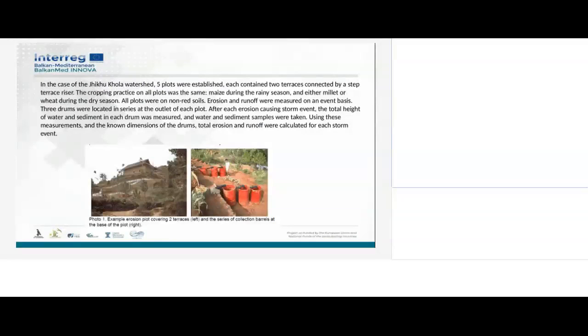And this is accomplished by the following procedure. The 3 drums were located in series at the outlet of each plot. After each erosion causing storm event, the total height of water and sediment in each drum was measured, and water and sediment samples were taken. Using these measurements and the known dimensions of the drums, total erosion and runoff were calculated for each storm event.